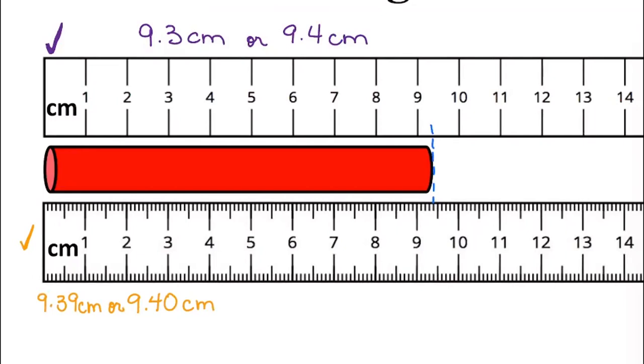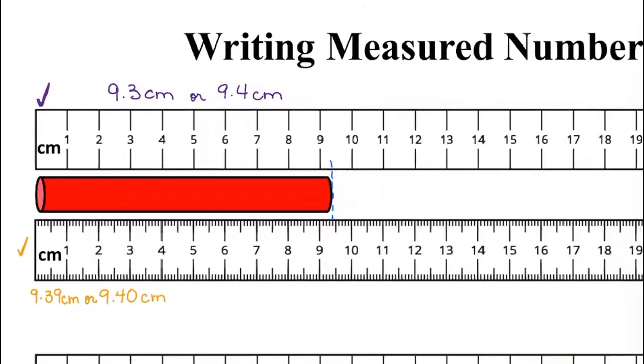Any questions when it comes to a measured number? How we report them?